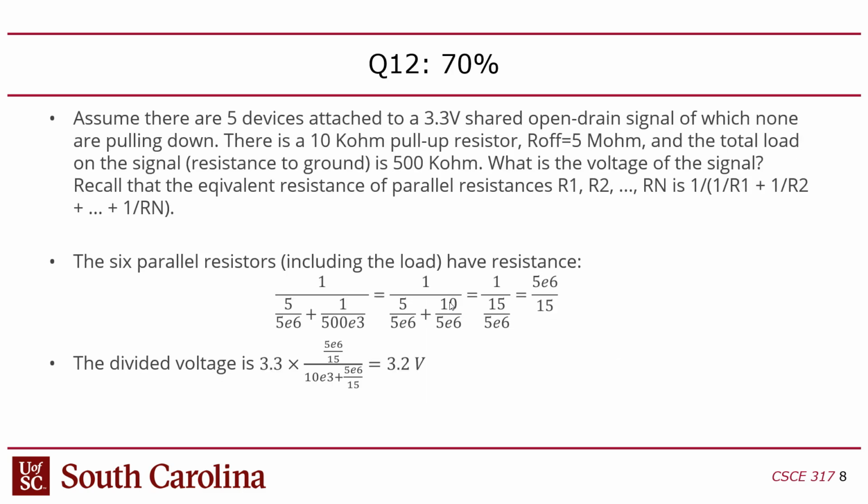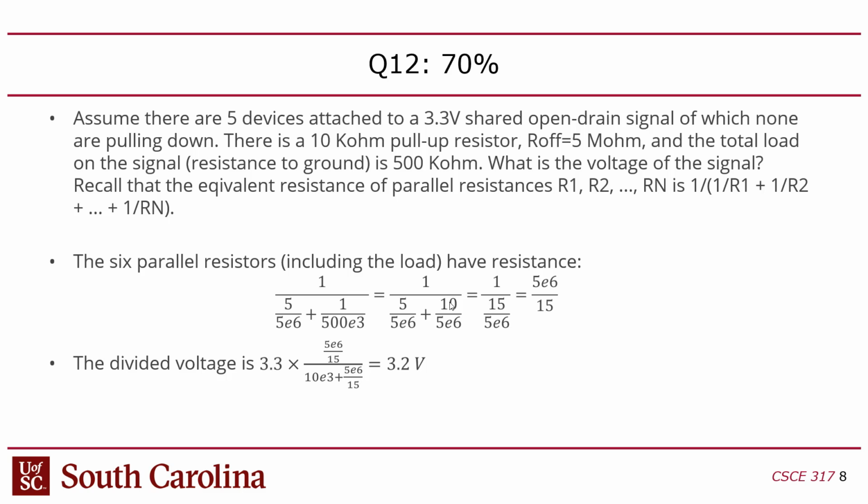Okay, this one was 70%. This was a tough one. Assuming there's 5 devices attached to a 3.3 volt shared open drain signal of which none are pulling down. So if none are pulling down, what that means is that you have 5 parallel resistors that are going to be the off resistance of the transistors, right? So if the transistors aren't pulling, that means they're not turned on, they're not connected, right?